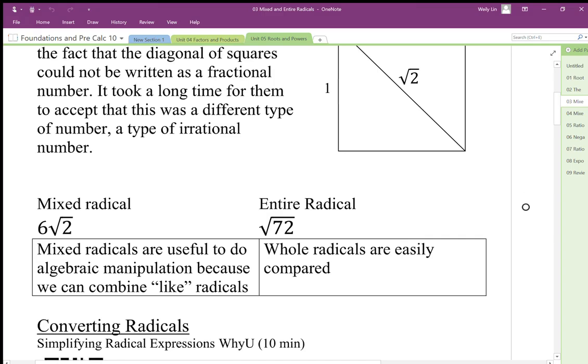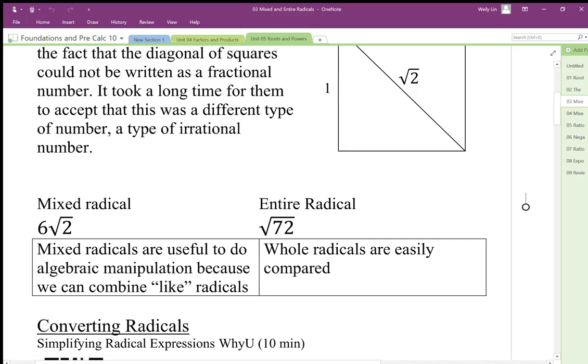We can express them as a mixed radical or an entire radical, where the perfect square factors inside the root can come outside. In this case, square root 72 and 6 root 2 are the same number. There's a perfect square factor of 36, which when we square root it can be expressed on the outside as 6. So these two numbers are equivalent. One is what we call a mixed radical because it has a number part and a radical part, and this one's an entire radical because the entire number is under the radical.